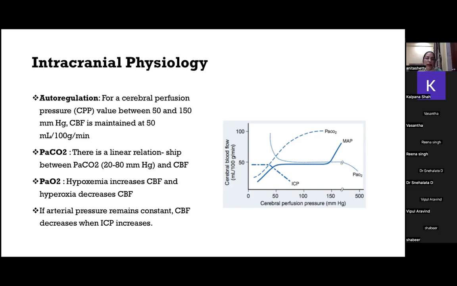Hypoxemia increases the cerebral blood flow, and hyperoxia decreases the cerebral blood flow. If the arterial pressure remains constant, the cerebral blood flow will decrease when the intracranial pressure increases.